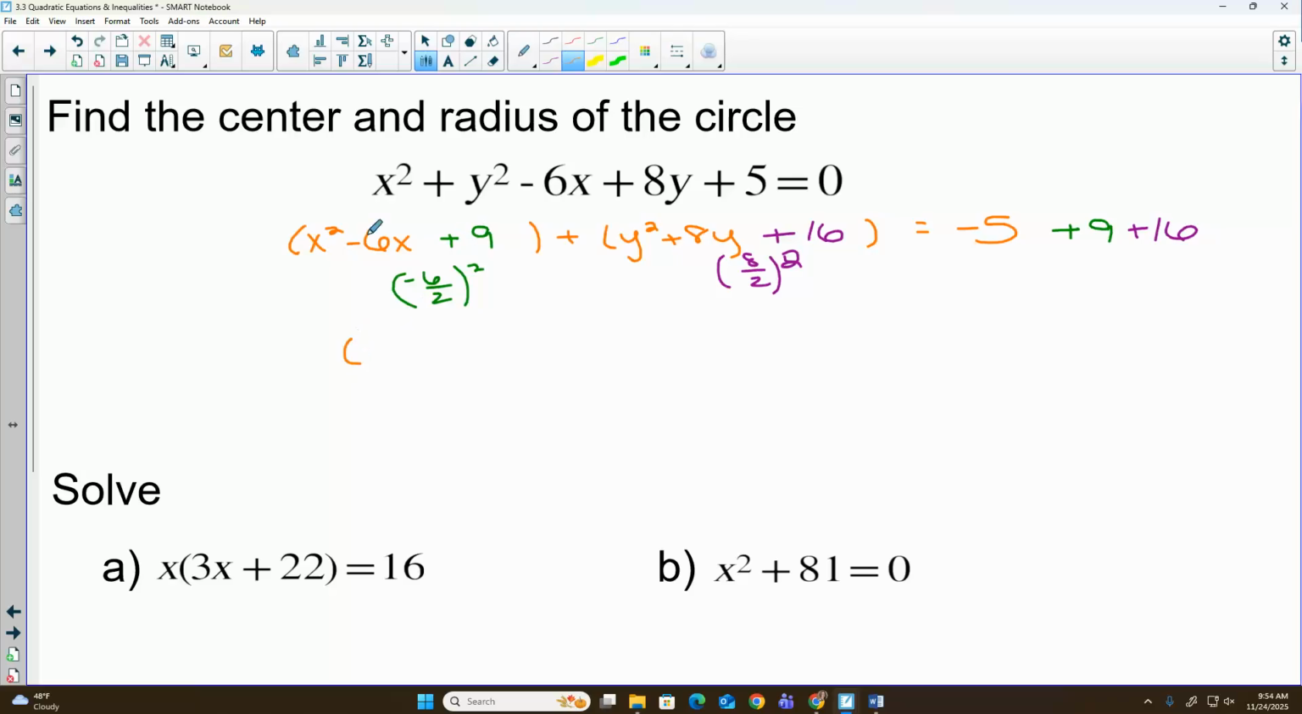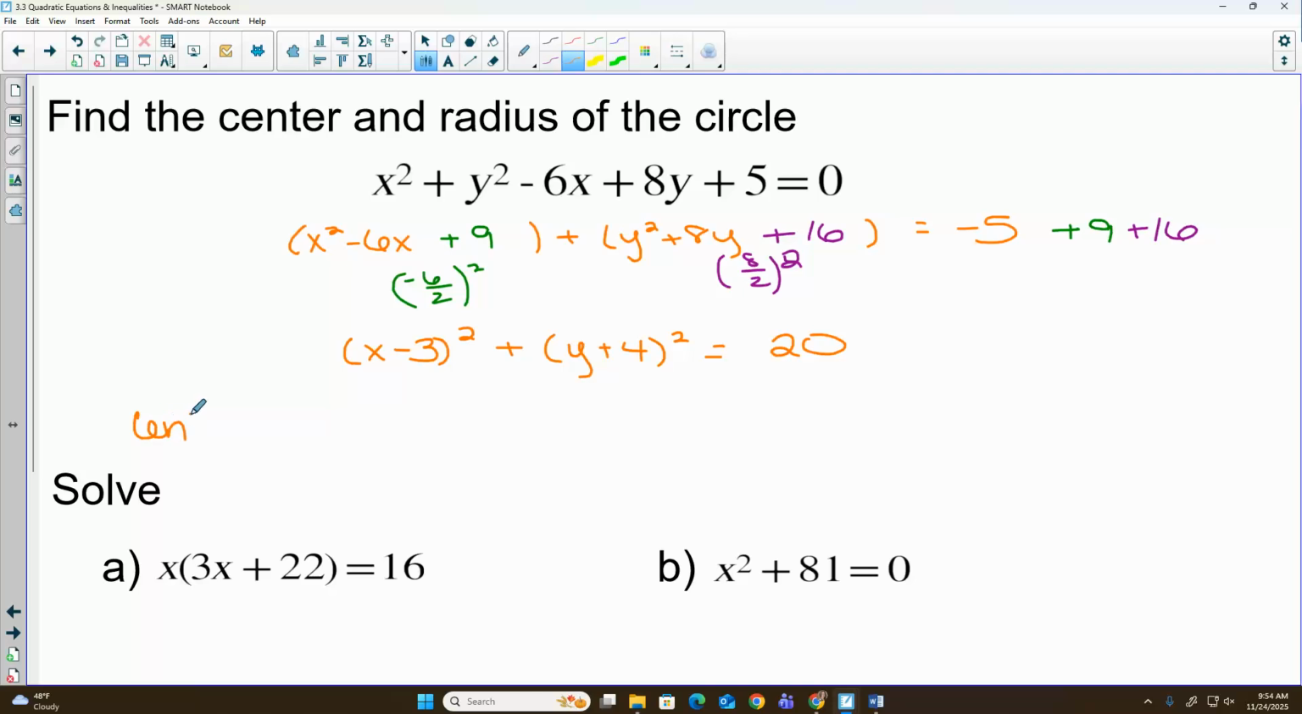So what multiplies to 9 and adds to -6? So it's x minus 3 squared. Multiply 16 and add to 8. So 5 plus 4 squared. And if I add those, we get 20.